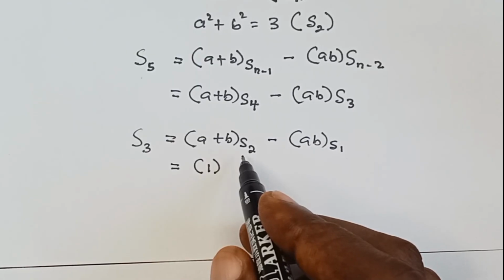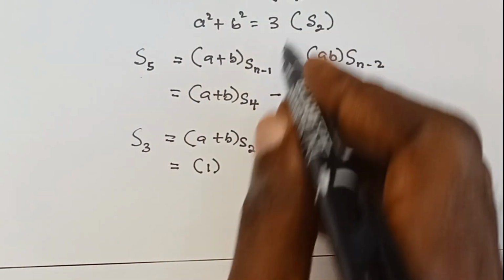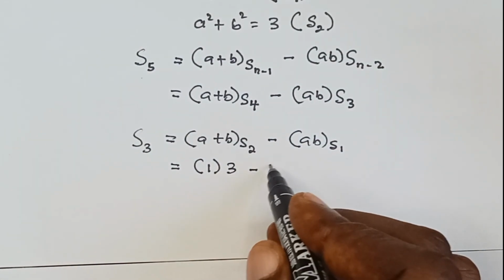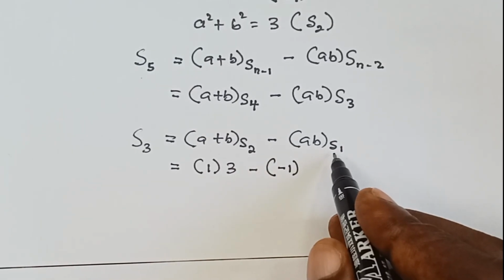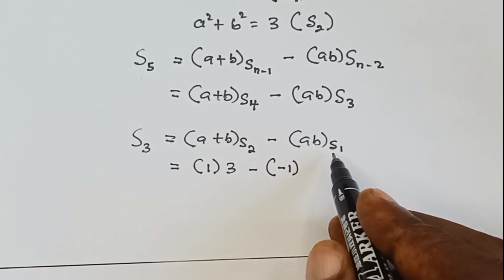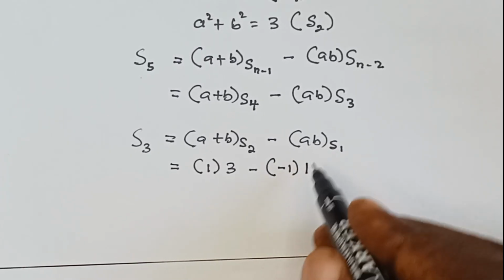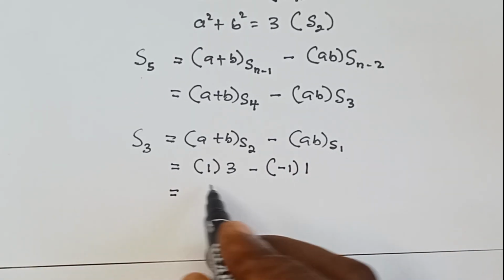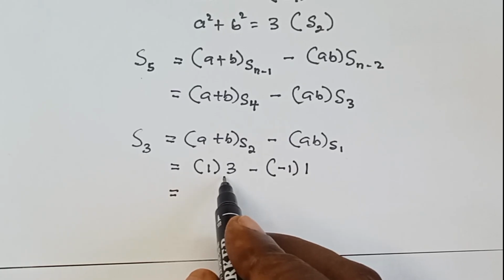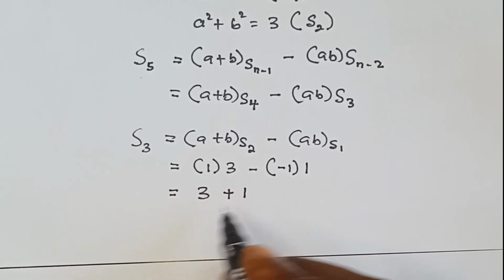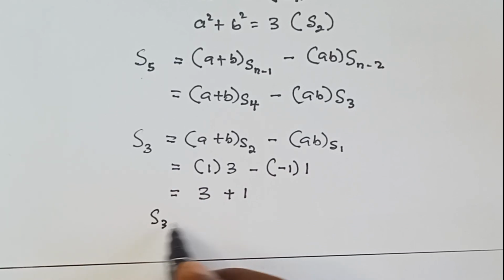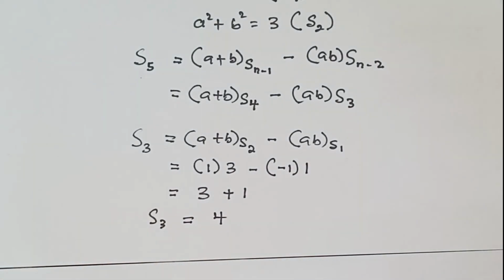Okay, our S2 is 3. This is 3 minus, what is AB? Remember AB is minus 1. And what is our S1? Our S1 is 1, because we are given A plus B equals to 1. So our S1 is 1. Okay, so finally we have 1 times 3 is 3, and this will give us plus 1. So it means S3 will give us 4.